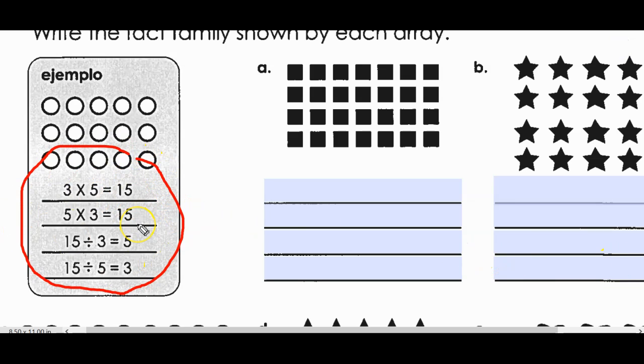So I'm going to use multiplication and division using fact families, meaning using the same three numbers. In order to find those three numbers, I need to find how many rows and how many columns, and I'll find out the total. So we did the first one already. So how many rows are here? How many rows? 4 times, how many in each row?